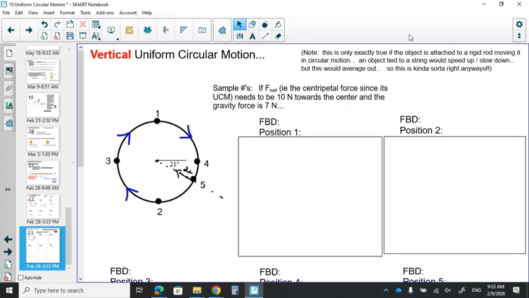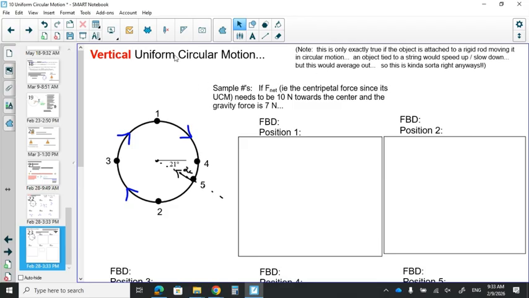So the weirder one here, here's the note that I was talking about earlier. I couldn't remember where it was. So with vertical uniform circular motion, note, this really only can happen if you've got it attached to like a rigid rod, mechanically moving in circular motion, but really a string kind of speeds up and slows down and averages out. So you could still think of it as a string anyways, really. But let's just analyze things out.